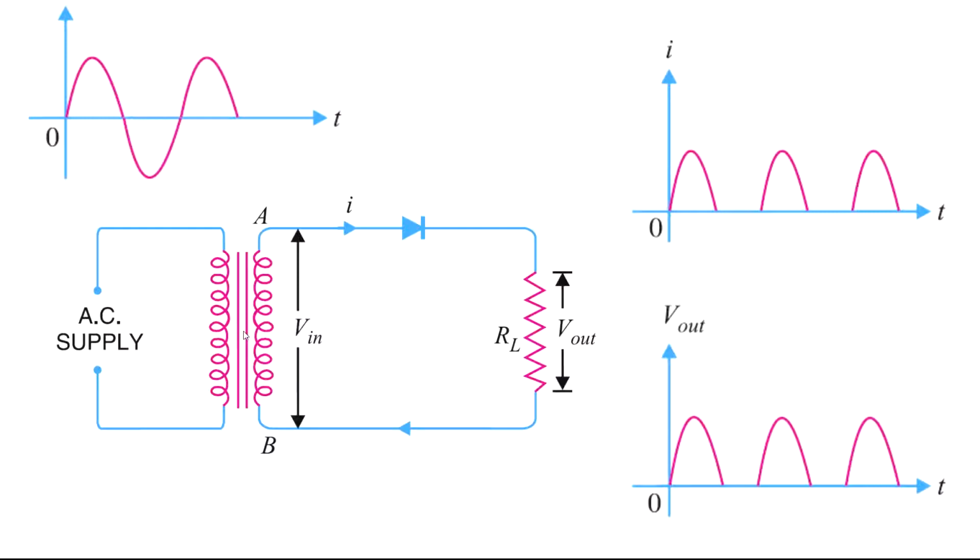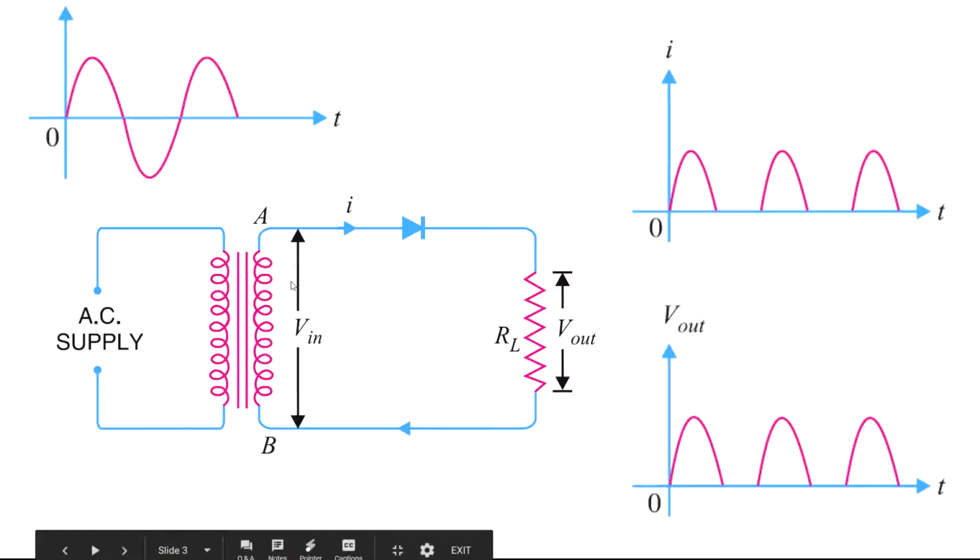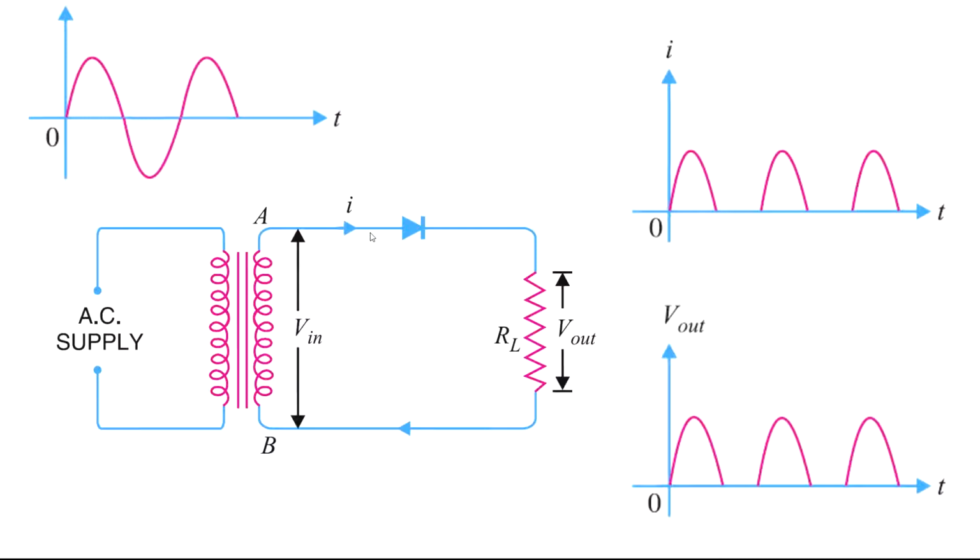So here come to the point. The AC sinusoidal input voltage is across A and B, the secondary of the transformer. During the positive half cycle, A is more positive than B, so the diode is in forward biased condition. That means the diode acts as a closed switch. It allows the current to flow through the load resistance, so the output voltage will appear across the load resistance. Current flows through this path, and the circuit is completed.